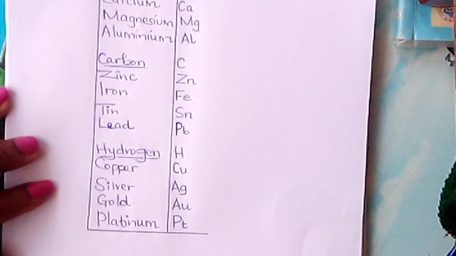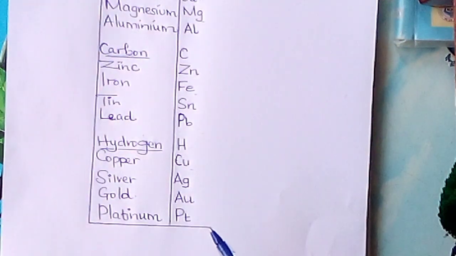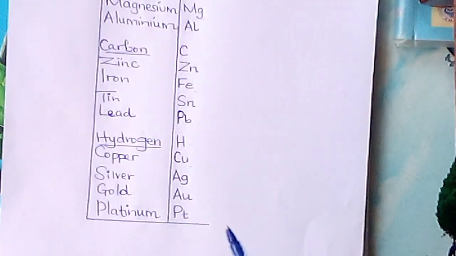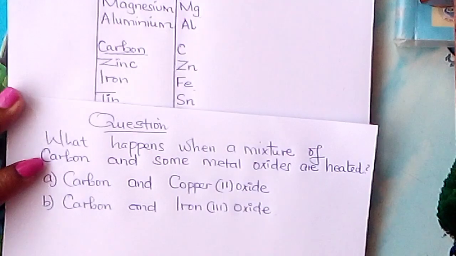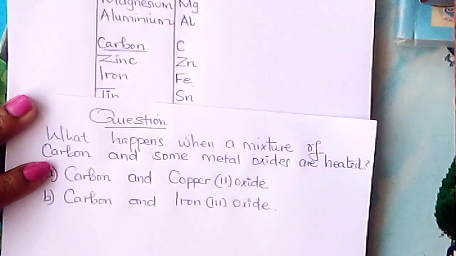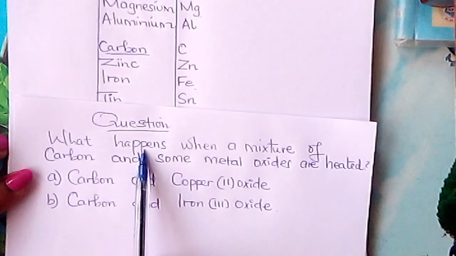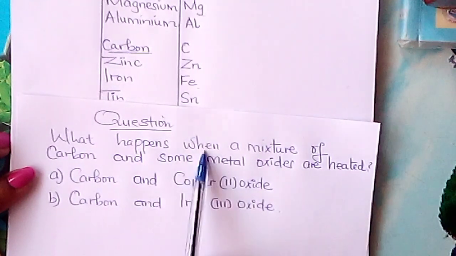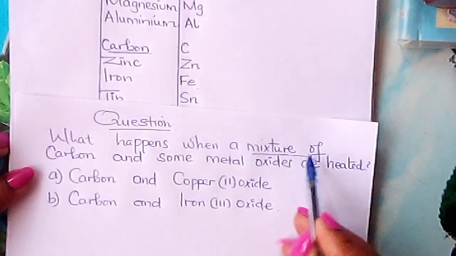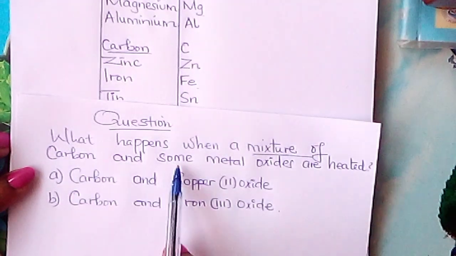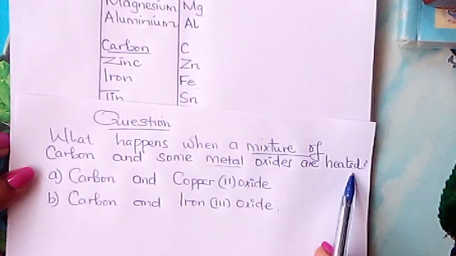It will help you. Okay, using this series, learner, reactivity series, let us look at these questions. We see how we can use it. We can use the reactivity series. We have a question here. The question is, what happens, learner? What happens when a mixture of carbon and some metal oxides are heated?